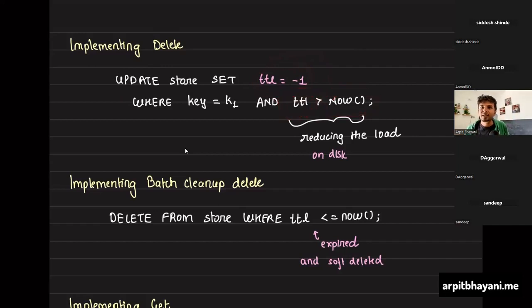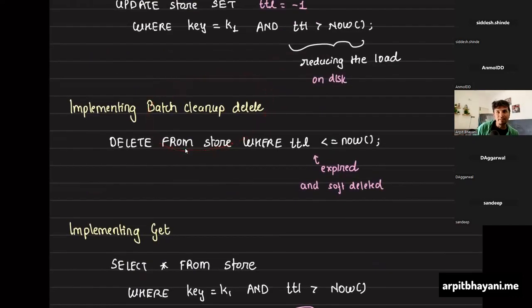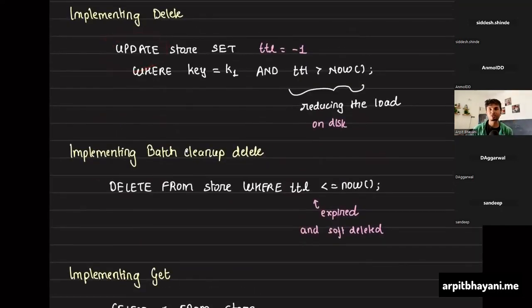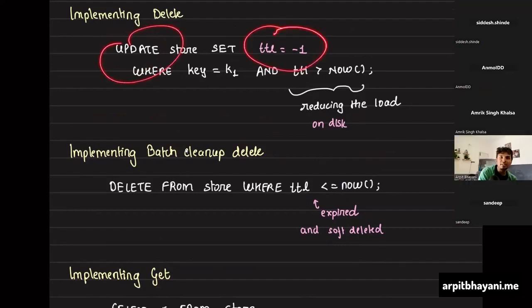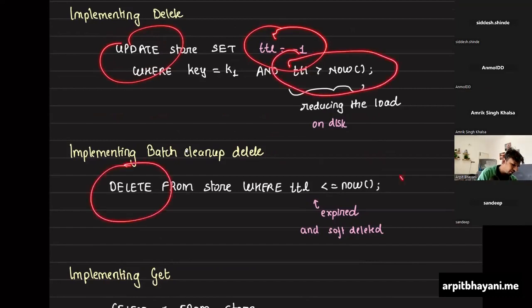If the keys are going to expire, then only are you deleting it. Otherwise, why would you delete it? Batch delete is different. That is cleanup, where TTL is less than now: keys that are already expired, delete them. Here we are updating soft deletes, setting TTL to a magic number where it is not yet expired, and you are hard deleting where it is expired.